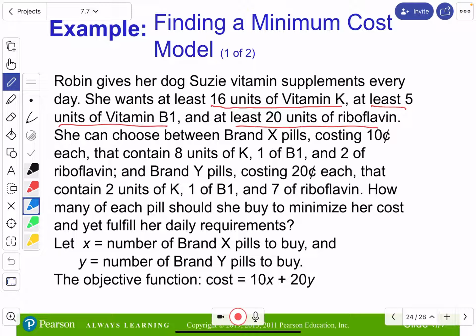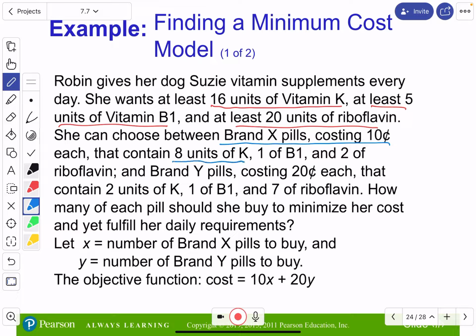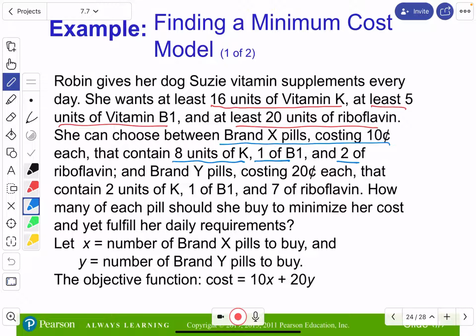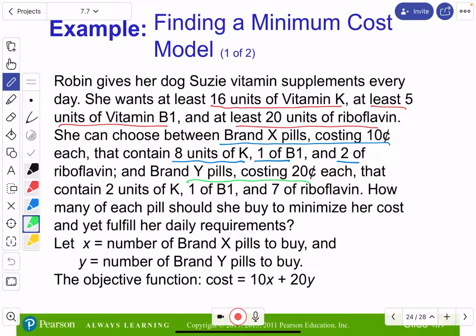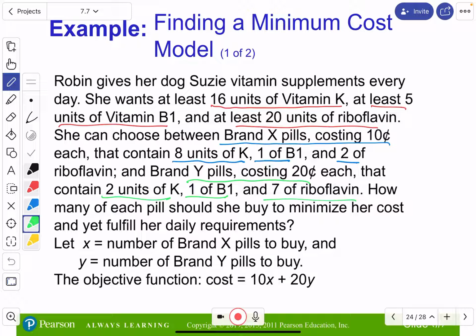Now, she can choose between two brands. Brand X costs 10 cents. It has 8 K, 1 B1, and 2 riboflavin: 8, 1, 2. Now, brand Y costs 20 cents. It has 2 K, 1 B1, 7 riboflavin: 2, 1, 7. How many of each pill should she buy to minimize her cost?